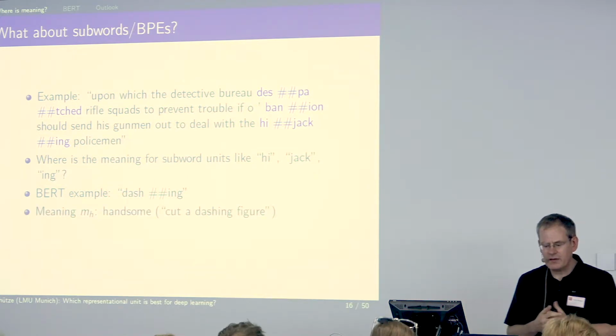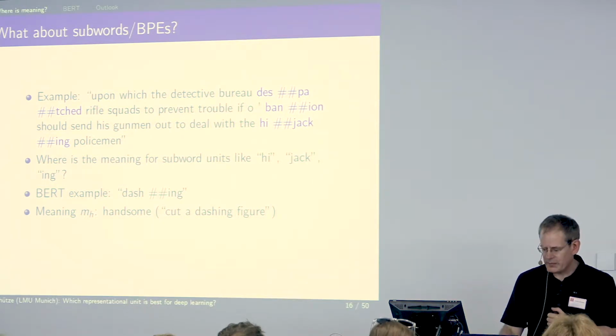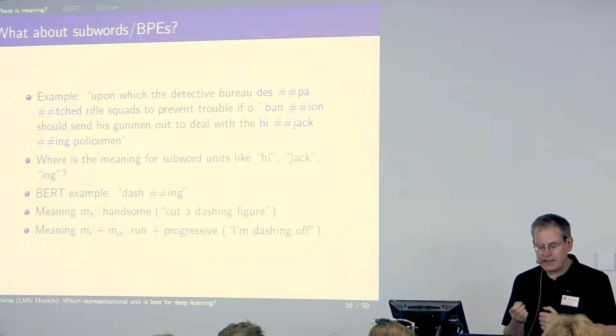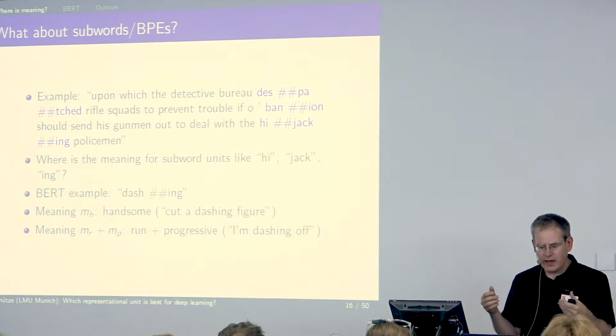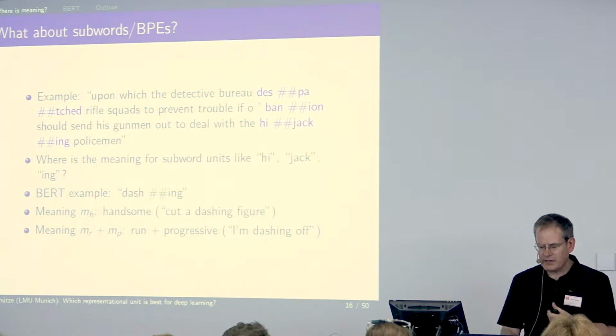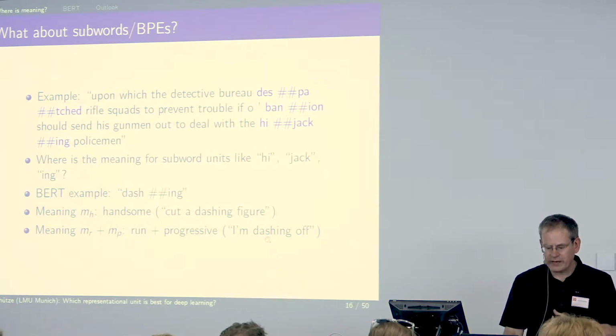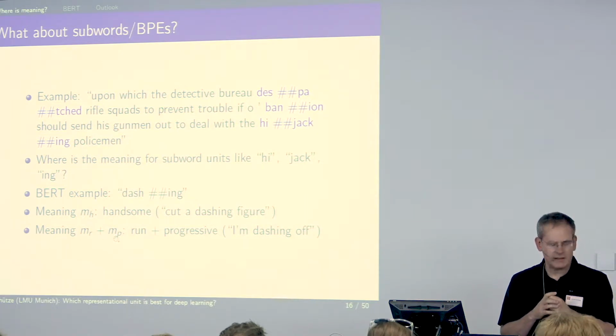Dashing has the meaning handsome, as in cut a dashing figure. But it actually also has a compositional meaning. So dash can mean run, and ing is the progressive in English. If you put the two together, you get running in the progressive, and then it has a meaning, for example, in I'm dashing off. And I'm going to write that as MR plus MP, and it's a completely compositional process.